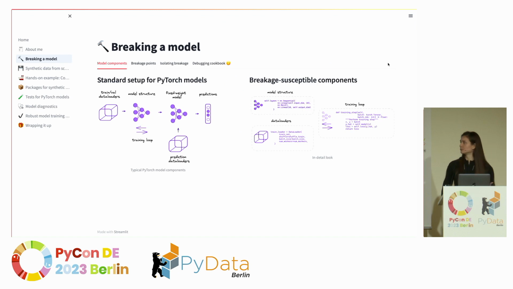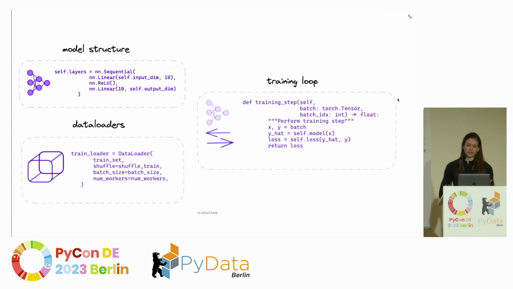So what can actually break in the setup? We have three components that are very susceptible to breakage. First of all, the model structure. Usually this is just a stack of layers, and basically what can happen here is I accidentally delete some layers, forget to connect some layers. More obvious mistakes like wrong dimensions are usually already caught by PyTorch.